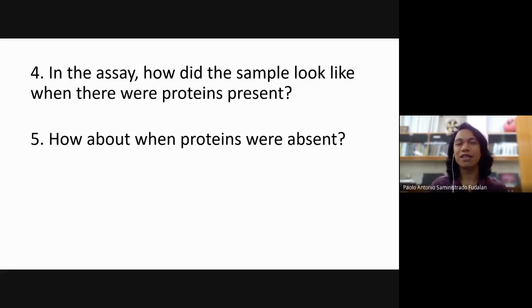Before we go to that, what is the reaction between the reagent and the protein? Why is it that it will turn blue? Can anyone tell us what that reaction is like, or how the chemical reaction between the protein and the reagent happens? You don't need to elaborate on the chemical reaction, but just give us an overview. What is that reaction?